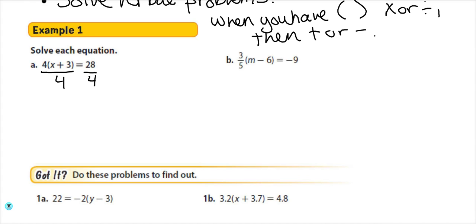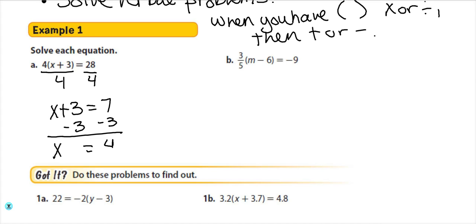Okay, that's going to give me x plus 3 equals, and then 28 divided by 4 gives us 7. All right, now this brings us back to the easy math. So we have x plus 3, so we just have to subtract 3. Gives us x, and then we have 7 minus 3, which is 4. Okay? And if you plug it back in, it doesn't say to, so we'll skip that for today, but if you do plug it back in, we have 4 plus 3, which is 7. 7 times 4 is 28, so it's pretty easy to check right there.